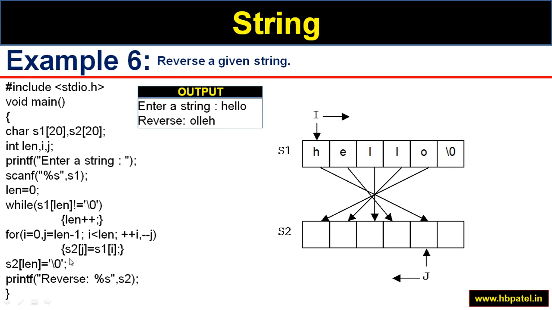And at the end, I'll be explicitly putting this null character at S2 of length. I'll be putting null over here. And then I am printing reverse equal to %s, so this OLLEH would be printed over here.